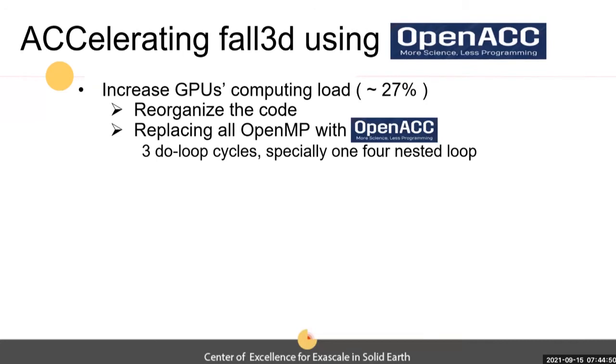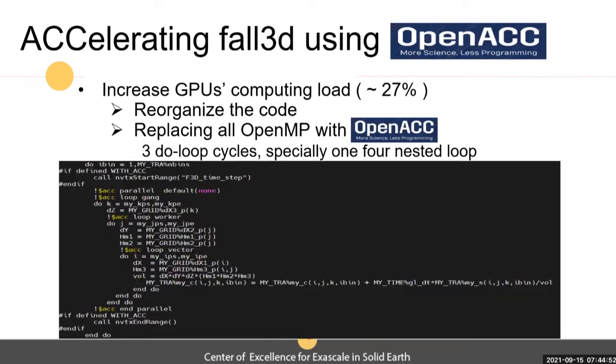Furthermore, it was necessary to increase the GPU occupancy, which till that moment was, as I said, circa 27% of the full iteration time. This implied reorganizing some of the code and replacing, as stated before, all OpenMP directives with OpenACC ones. It is worth noting that we never tried OpenMP offloading. So one of those do loops is a 4-nested loop. The final code of this is shown in this image, which seems fairly simple, but it took a bit of effort to get it. The main job accelerating this MiniApp FALL3D is explained in the following slides.